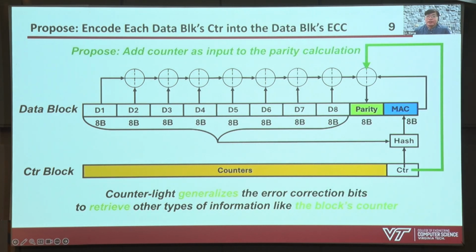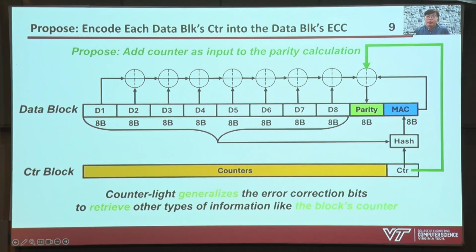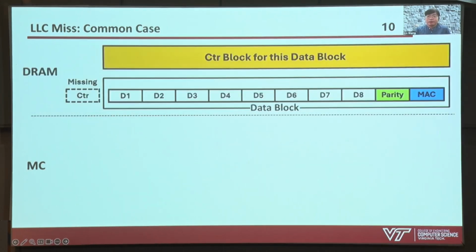CounterLite generalizes the error correction bits of the data block to retrieve other types of information, like the block's counter. CounterLite adds the data block's counter into the calculation of the block's correction bits. For example, CounterLite XORs the data block's counter for parity calculation.